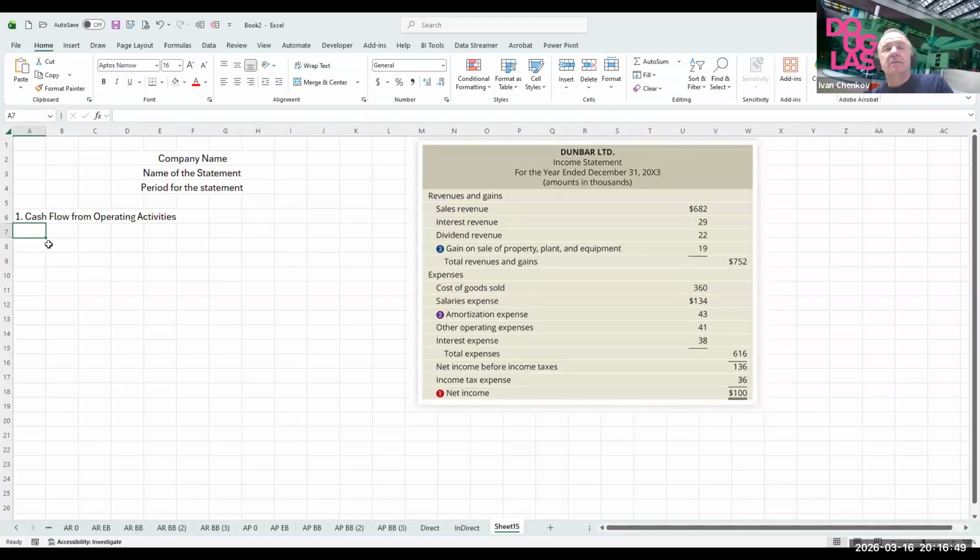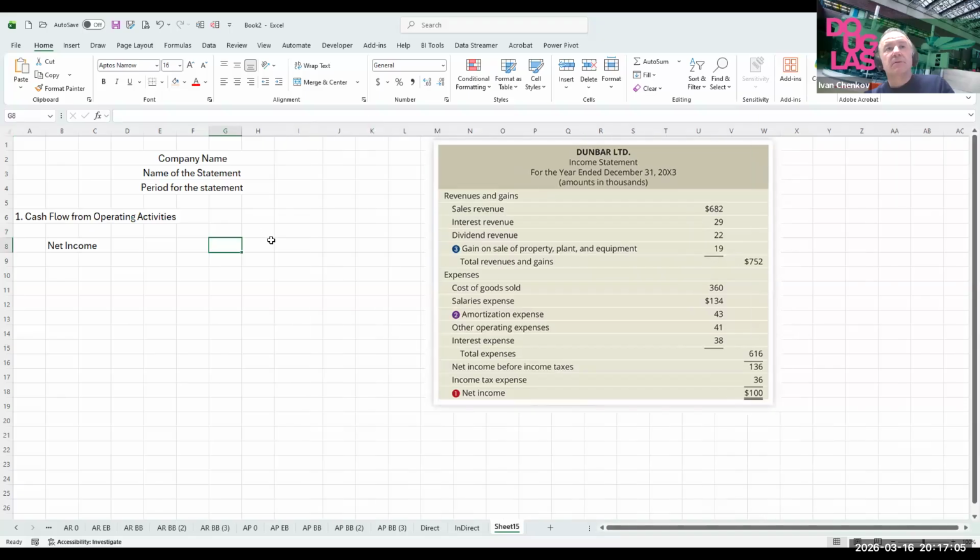The starting point is first the net income from the income statement. That's our net income. Our net income in this case is $100.